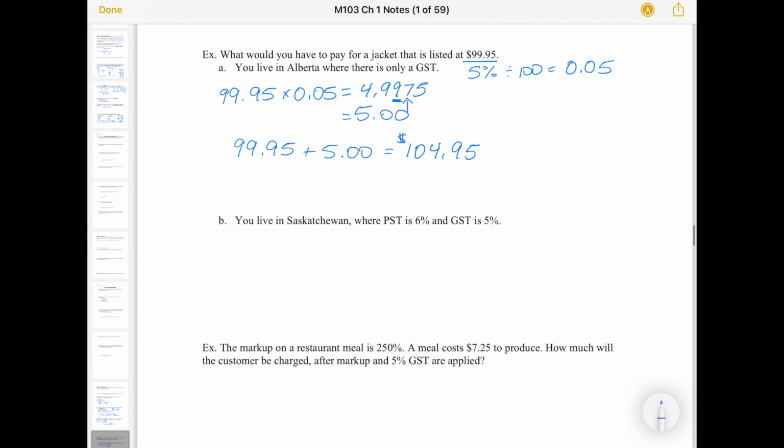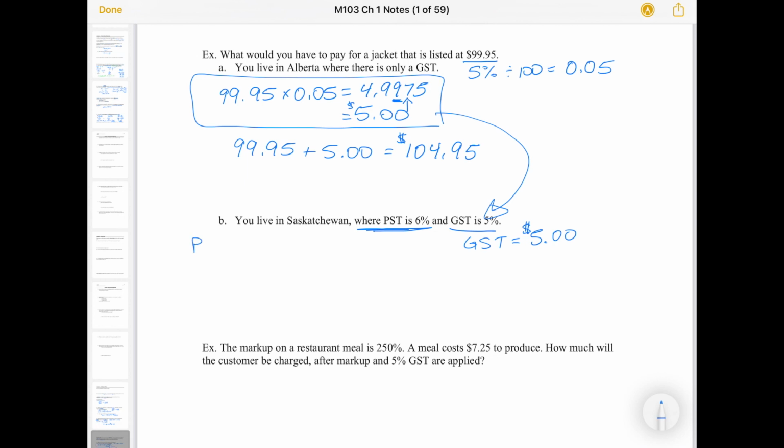Okay, what if you live in Saskatchewan where there is a PST of 6% as well? And the GST is 5. So the GST of 5%, we've already calculated that. That's this price here. Right, so the GST, I'm just going to say here, is going to give us $5. That's what we need to pay for GST. We calculated it up top here.